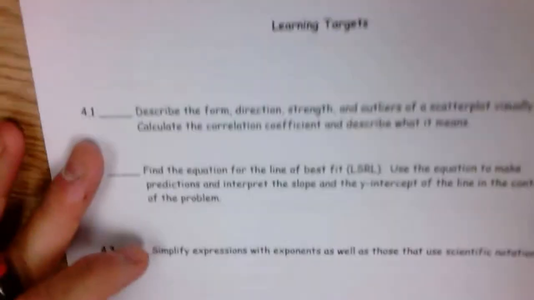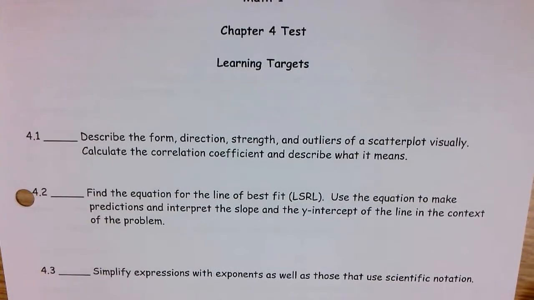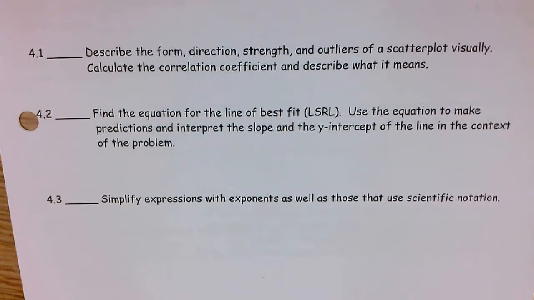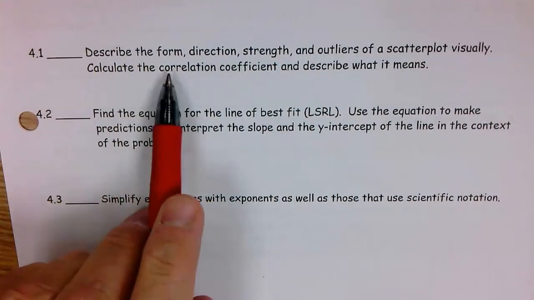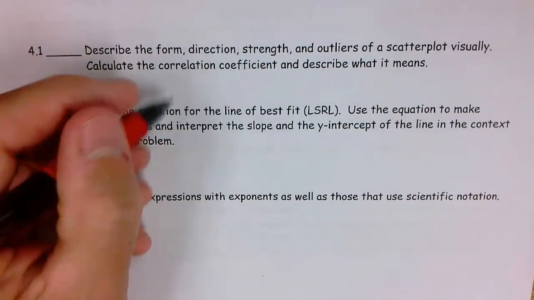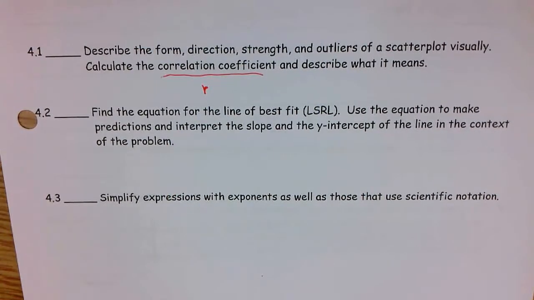You're going to see there's not that much to it, really. Let me adjust this. Okay, so this is actually the test from Chapter 4 last year. And look, there are just three things that we are doing. We are describing the form, direction, strength, and outliers of a scatter plot visually. And we're calculating the correlation coefficient, right? That's the R value. So you need to know how to calculate that on your calculator.